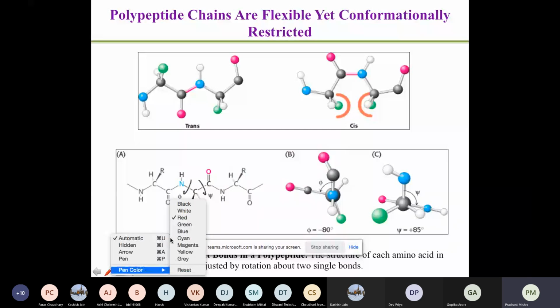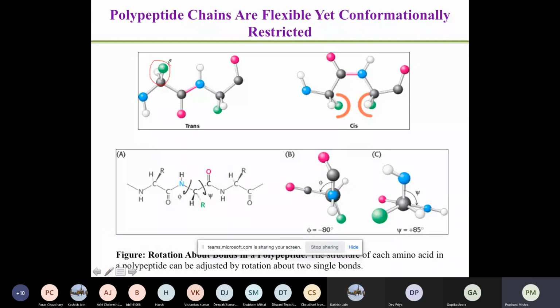Let me just pick up the pen. So these two groups are around CHR, and this is also CHR. Now, if they are facing away from each other, that is a trans form. And if they are towards each other, they are in the cis form. So in the cis form, what happens? They are very close to each other and create a steric hindrance. And that is why in most proteins it is in the trans configuration. So this is the reason for the trans configuration.